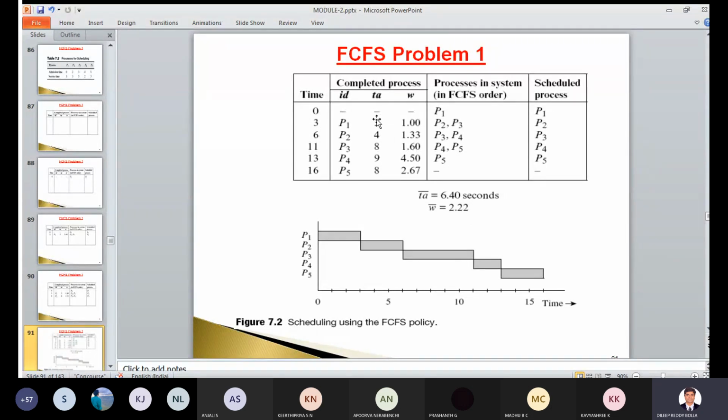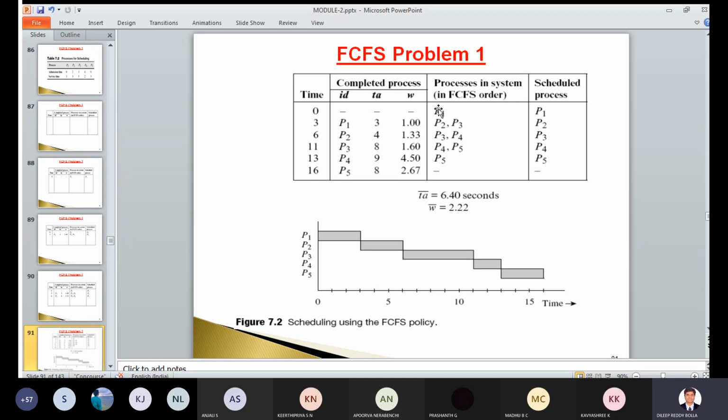If you average them, 3 plus 4 plus 8 plus 9 plus 8, you add them and divide by 1, 2, 3, 4, 5, you're going to get this TA bar as 6.40. Similarly, add this time here and do the average of it, you're going to get 2.22. So the averages are called W bar and TA bar.